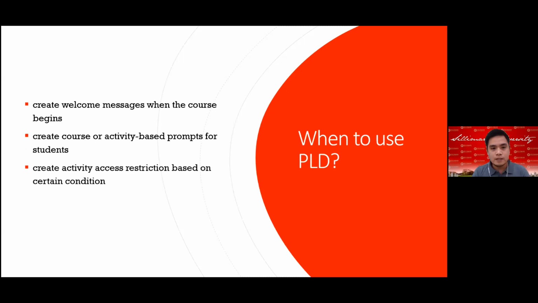So it can also be used to create activity access restriction based on certain conditions. Like, for example, you have quiz 1 and quiz 2. So the student cannot access quiz number 2 if they cannot pass quiz number 1. So a PLD can be used to automate that particular process. Again, PLD can be used in terms of automating different kinds of tasks inside a course or your online course.